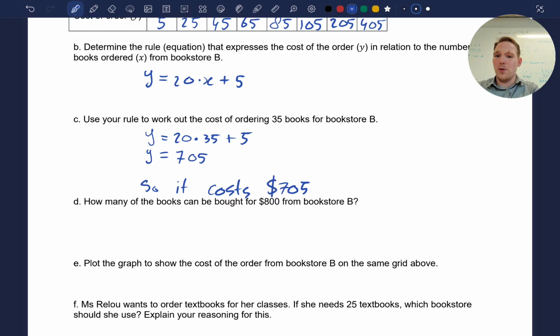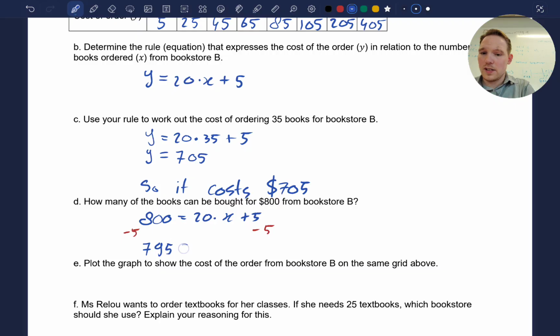How many of the books can be bought from 800? Well, similarly to the previous time, we're going to be solving it like this. 20 times x plus 5. I'm subtracting 5 on both sides. So we get 795 is equal to 20x.